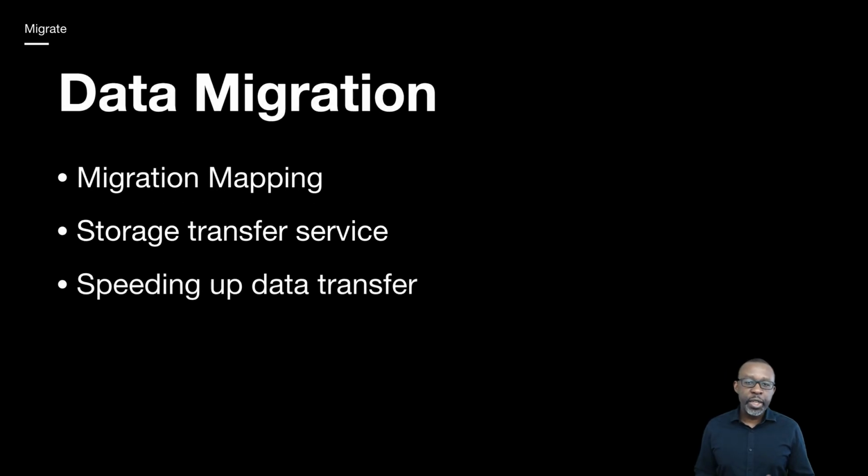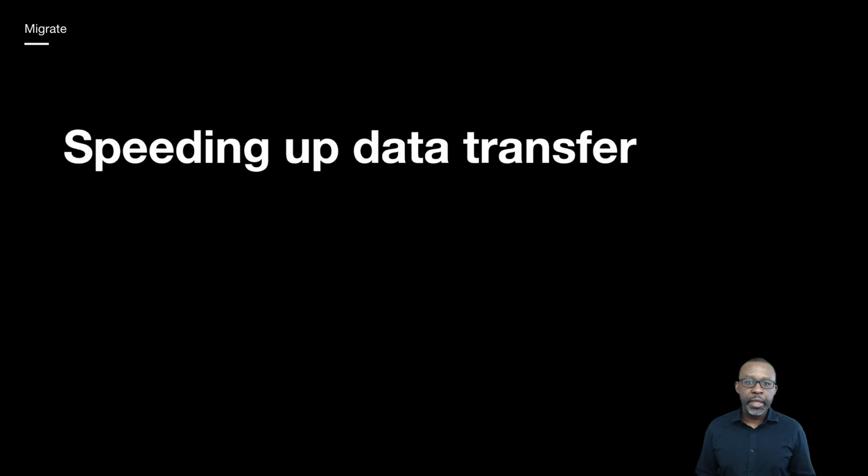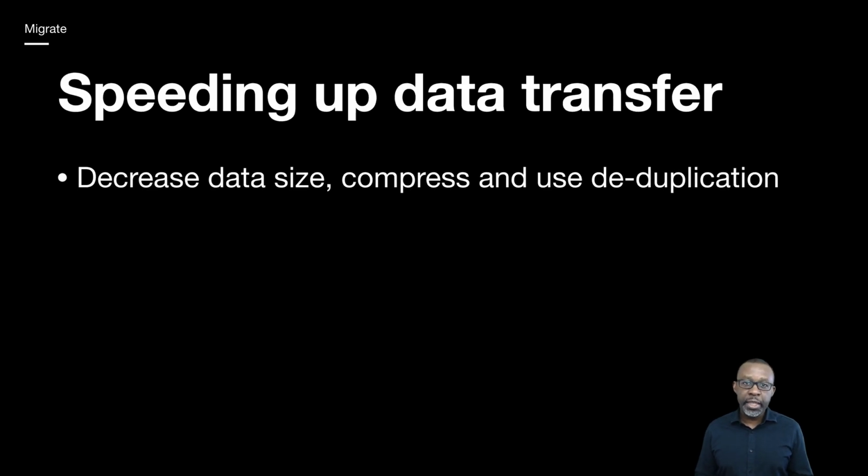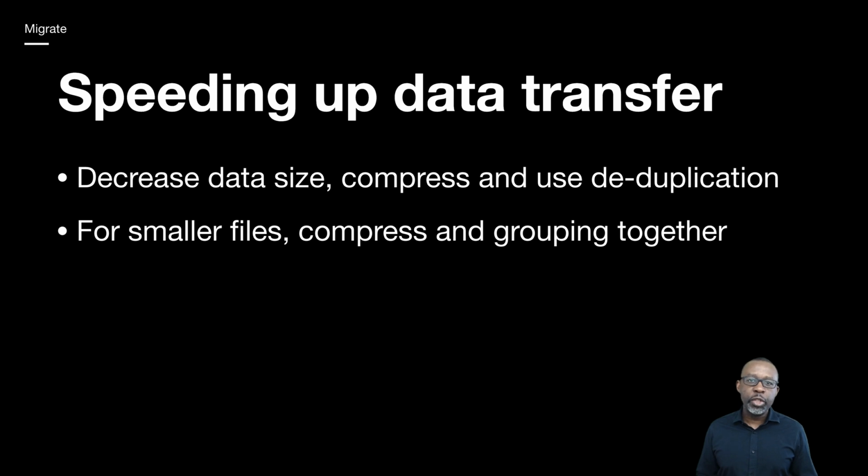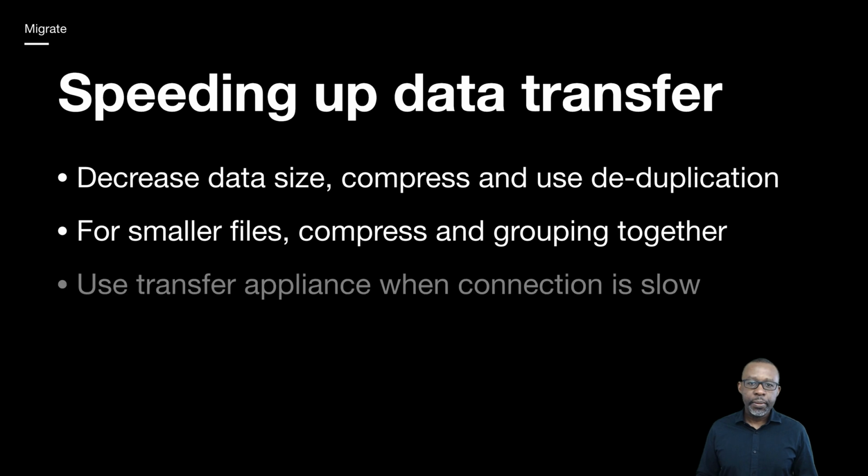There are numerous ways in which data transfer can be optimized for speed. For example, decreasing the size of data through compression or deduplication can significantly improve performance. For a large number of smaller files that need to be transferred, some cloud platforms offer optimizations where the files are grouped together, compressed, and then transferred in one go. Where there is a need to transfer a huge volume of data, for example, terabytes or petabytes of data, it is strongly recommended that a transfer appliance is used instead of transferring data on the network.